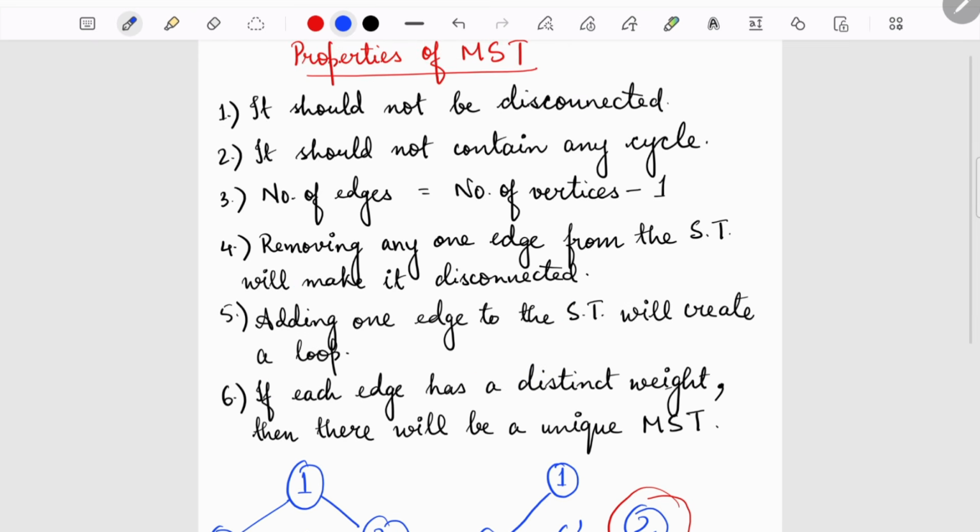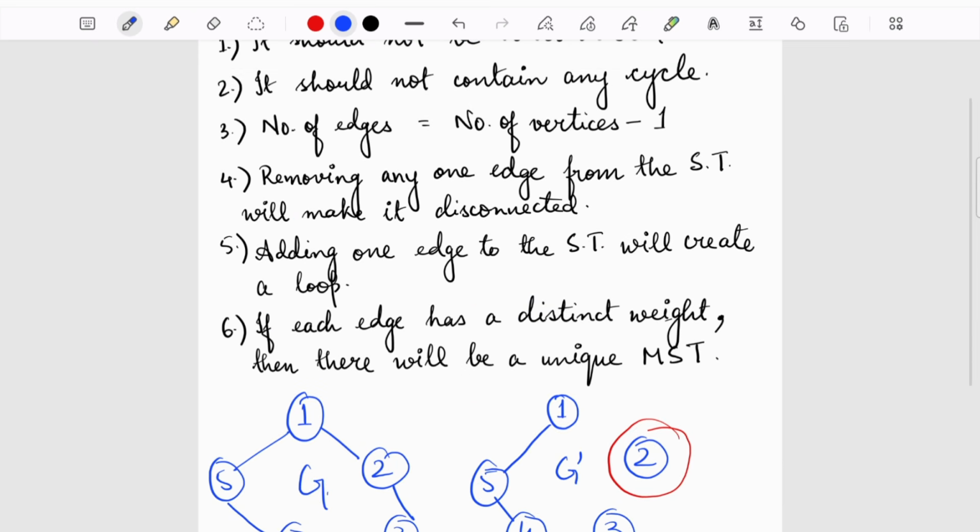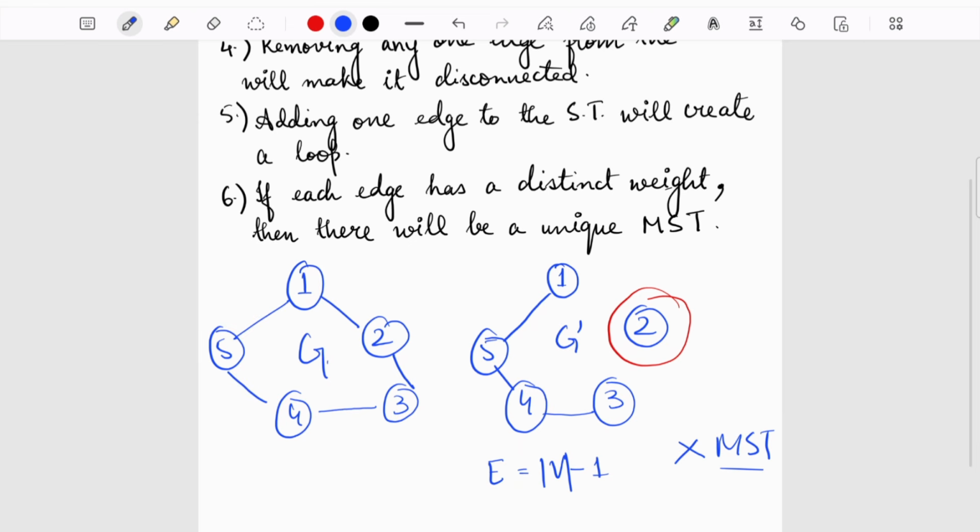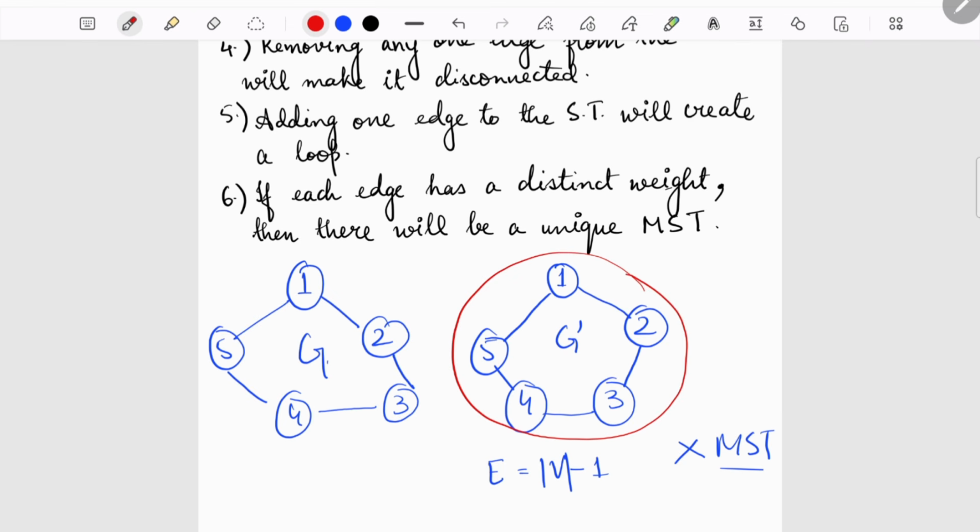Next it says that it should not contain any cycle. Now see, I am saying this is the spanning tree. Now if you add this edge, then this becomes a cycle. Isn't it becoming a cycle? Yes. So such cycles are not allowed. If it becomes a cycle, then it won't be a minimum spanning tree. This must be clear to you by now.